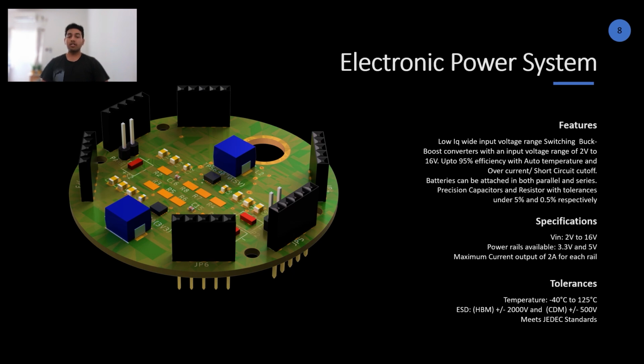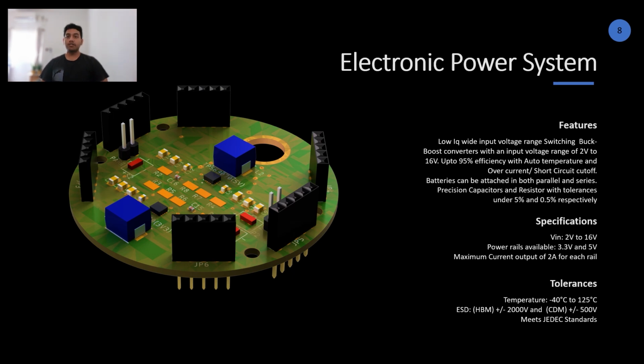The controllers meet JEDEC standards for electrostatic discharge, that is, for the human body model plus or minus 2000 volts, and for the charge device model plus or minus 500 volts, which is far beyond what the standard states is required. When you look at the features of the electronic power system, you have extremely low quiescent current. That means when no other subsystem is drawing any power, the electronic power system itself doesn't draw too much power from the batteries. That way, the idle power loss or the leakage current is very low.